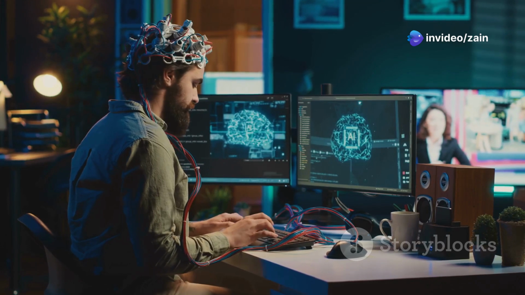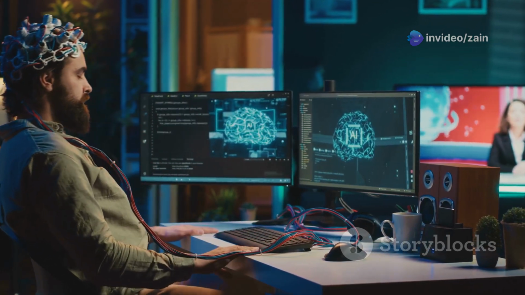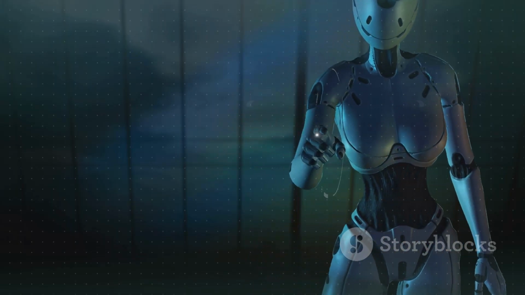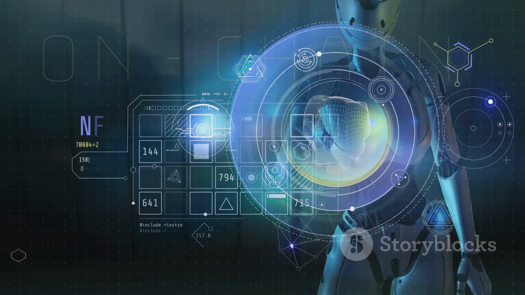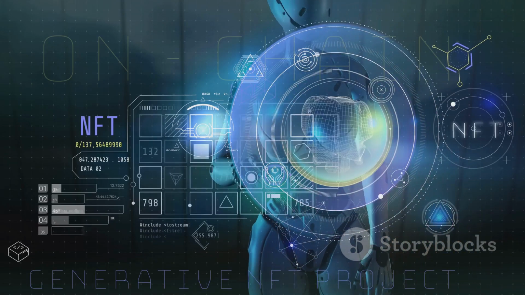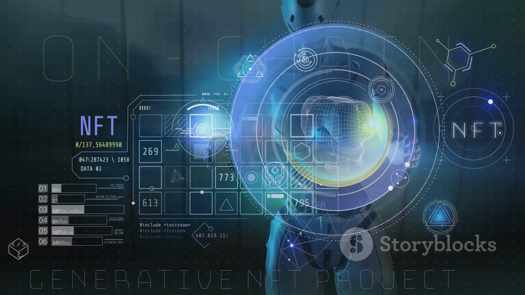This ability to learn from data is what makes machine learning so powerful. It allows AI systems to adapt to new situations, improve their performance over time, and even solve problems that were previously considered too complex for machines.